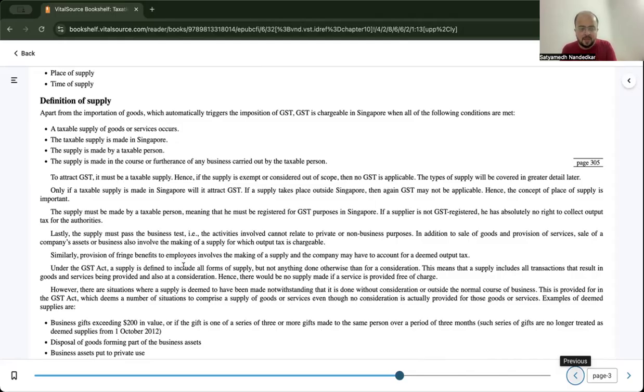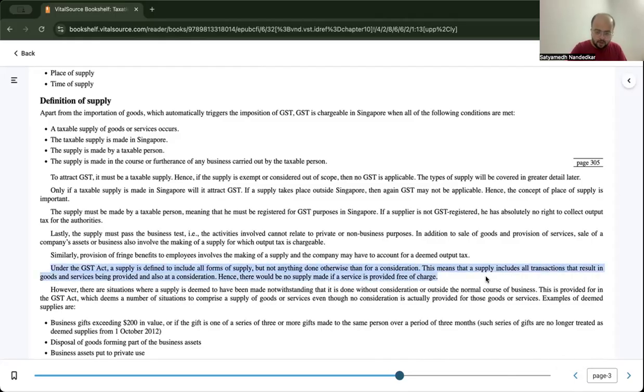Under GST Act, a supply is defined to include all forms of supply, but not anything done otherwise than for a consideration. This means that a supply includes all transactions that result in goods and services being provided, and also at a consideration, which means there has to be a commercial substance to the transaction. If you are gifting, if you are giving free samples, then it will not involve GST. Hence, there would be no supply made if a service is provided free of charge.